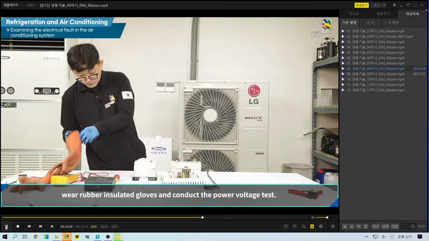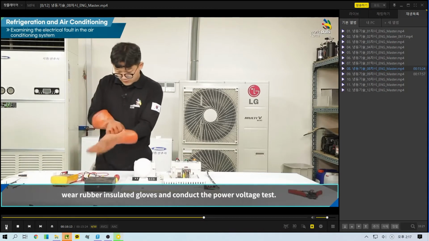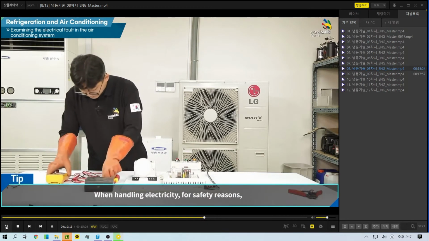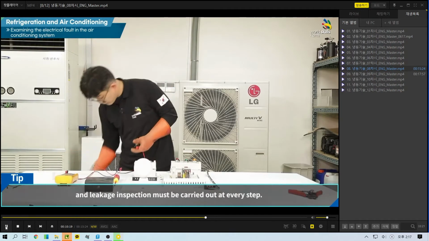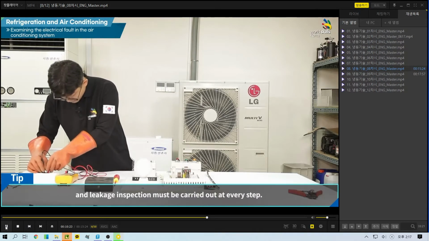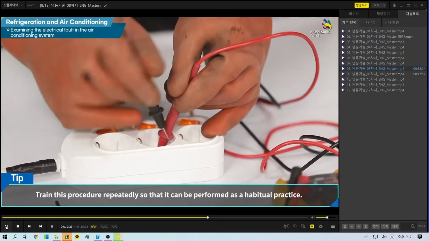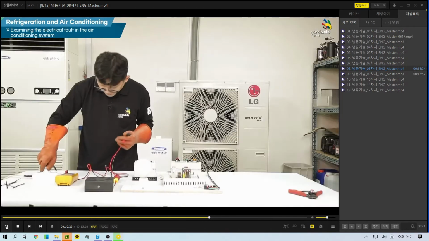Before supplying power, wear rubber insulated gloves and conduct the power voltage test. When handling electricity for safety reasons, voltage checks of the main outlet, short circuit inspection in the circuit, and leakage inspection must be carried out at every step. Train this procedure repeatedly so that it can be performed as a habitual practice.